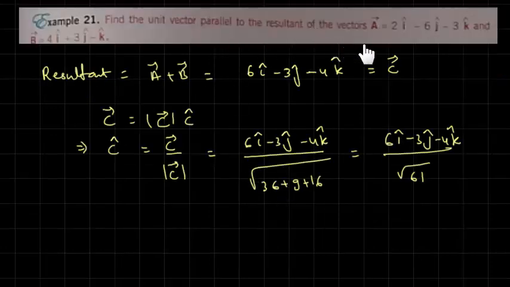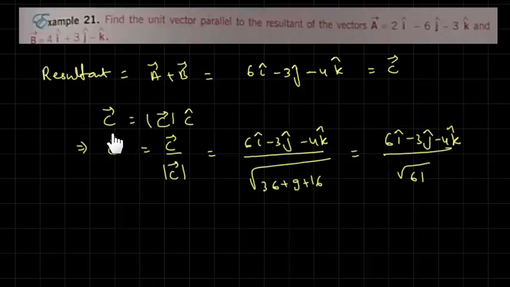Find a unit vector parallel to the resultant of the vectors A and B. So we are supposed to find a unit vector parallel to the resultant of the vectors A and B. So for the resultant of vectors, just find that first. It will be A plus B, which comes out to be this. Let's call it C vector. So this vector has to be parallel to the resultant vector, parallel to C vector.